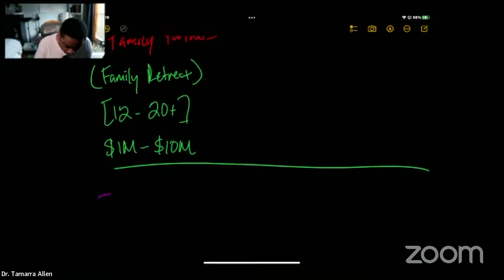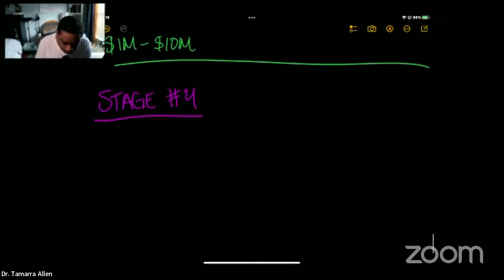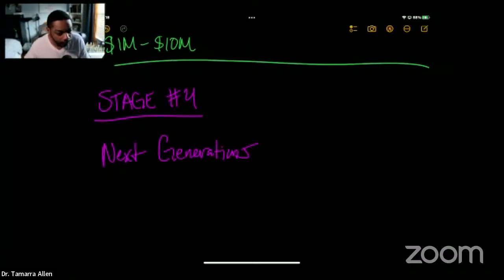All right, cool. Let's talk about stage 4. This is the last stage. When it comes to stage 4, this is where you're actually focused primarily on making sure that your next generation gets everything. You're passing it on to the next generation.